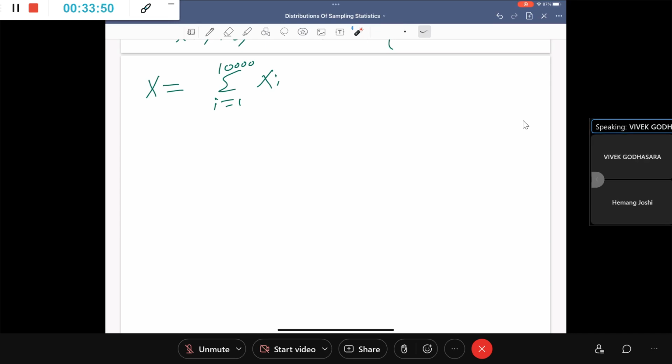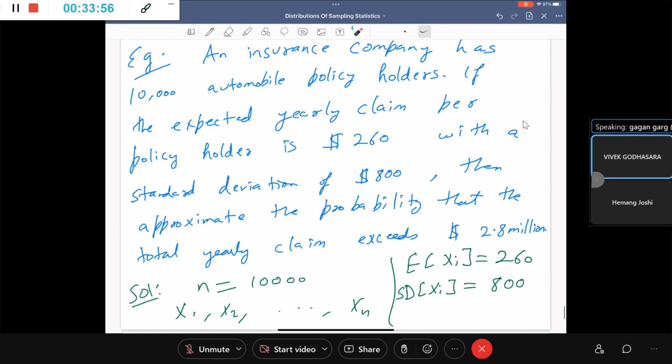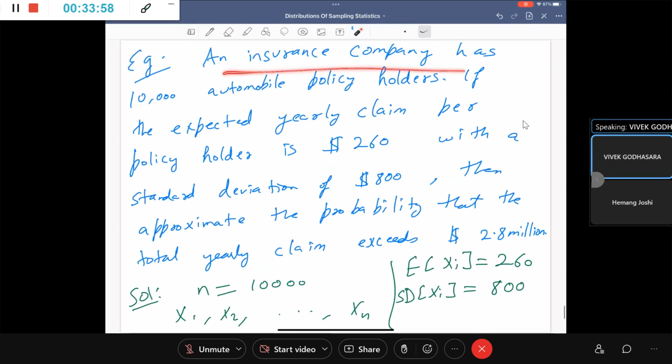Sir, how did we get n is equal to 10,000? It is in the problem statement. An insurance company has 10,000 automobile policyholders.